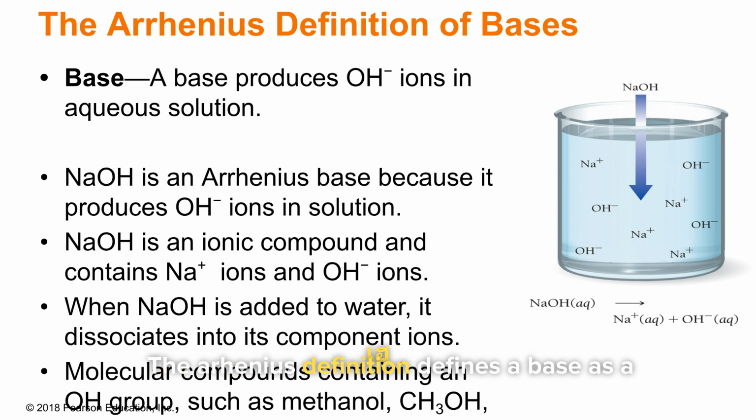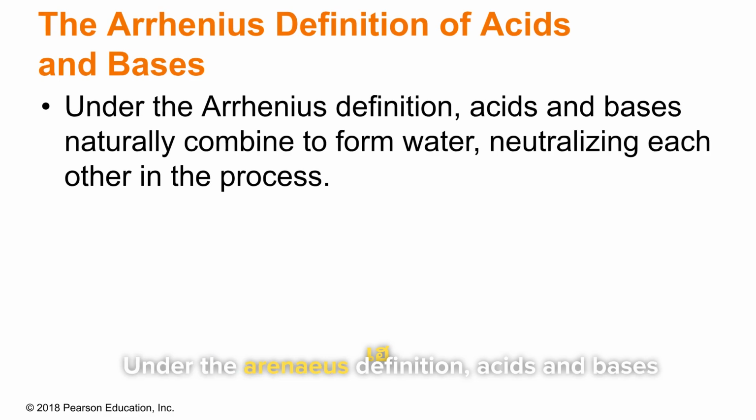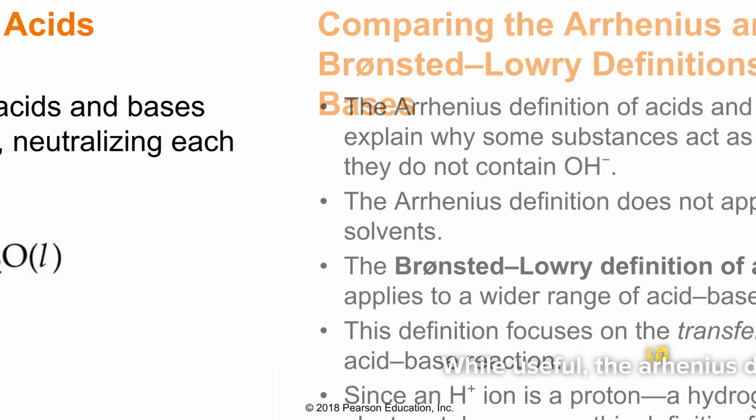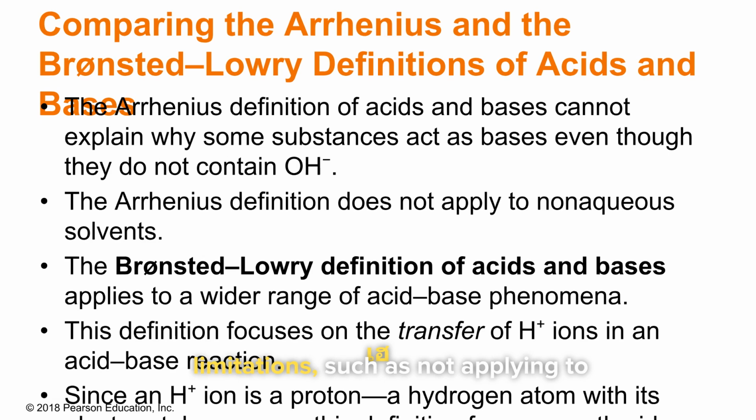The Arrhenius definition defines a base as a substance that produces hydroxide ions in an aqueous solution. Sodium hydroxide is a classic example, as it dissociates completely into its component ions in water. Under the Arrhenius definition, acids and bases naturally combine to form water. This process is known as neutralization. While useful, the Arrhenius definition has limitations, such as not applying to non-aqueous solvents.